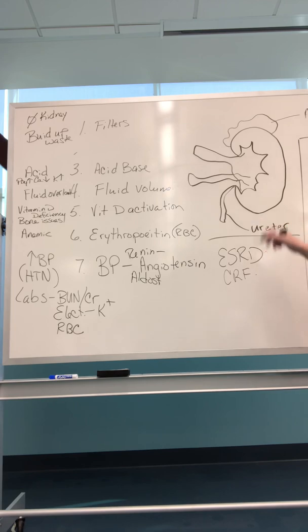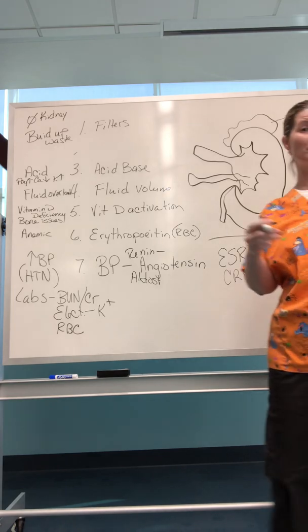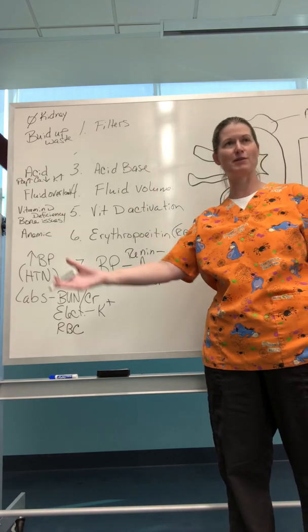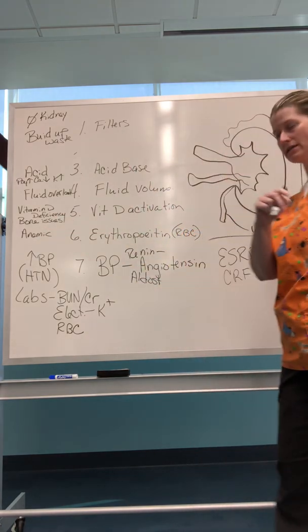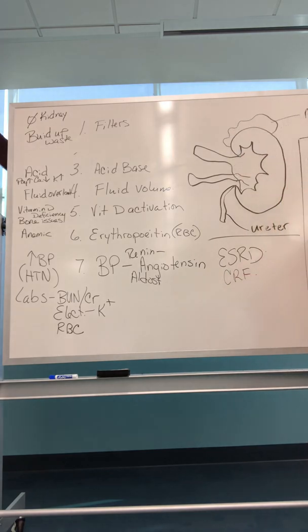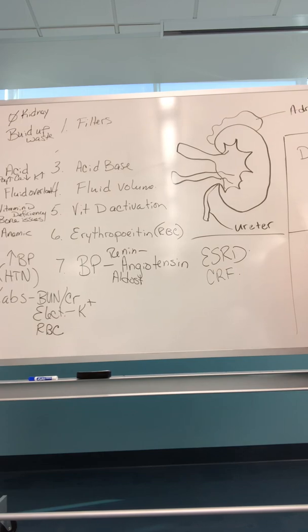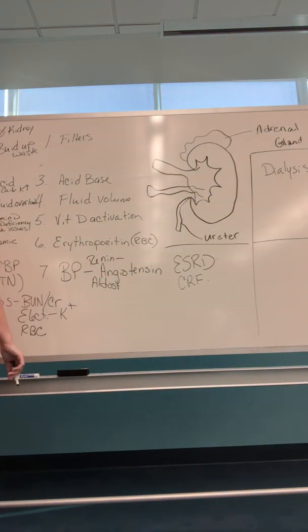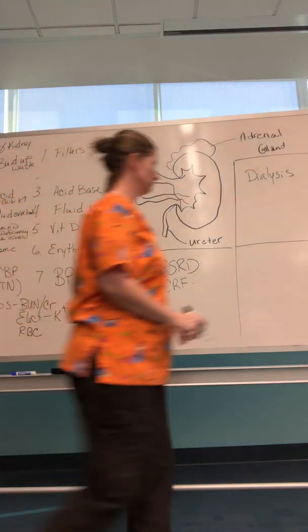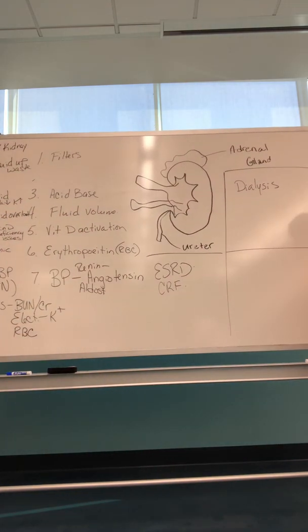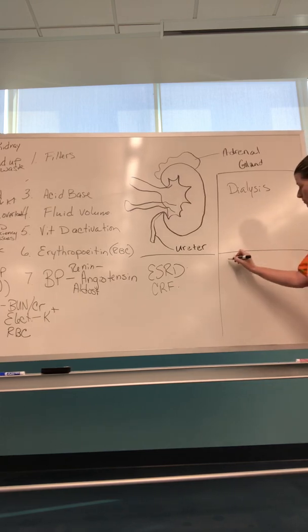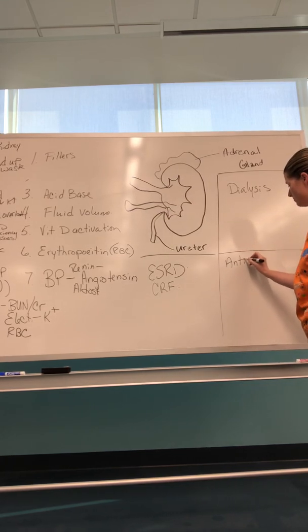There's going to be some drugs that they're on, and if they're not on it, you're going to go, where is that drug? Because they have renal failure, I expect them to be on that drug. Okay, so antihypertensives. I'll put those here. Treatment is for dialysis, and then medication, I'm just going to do some meds here. Antihypertensives.